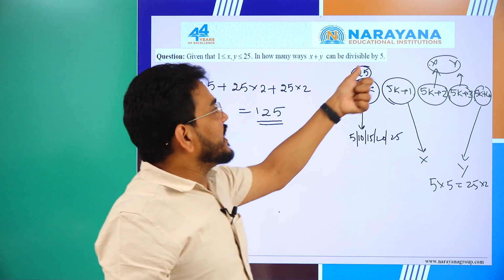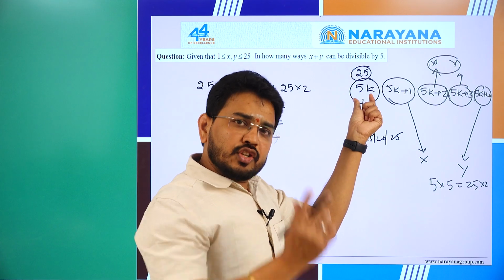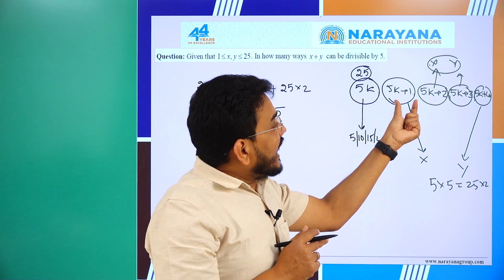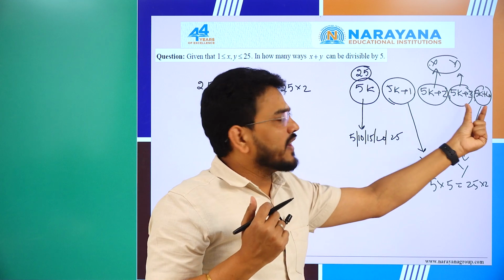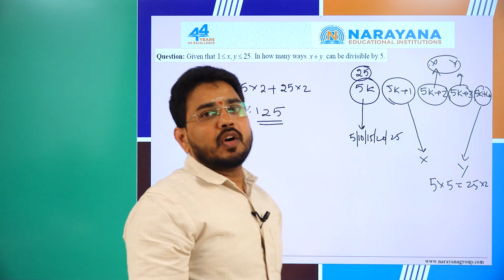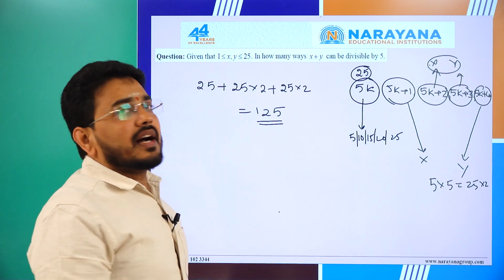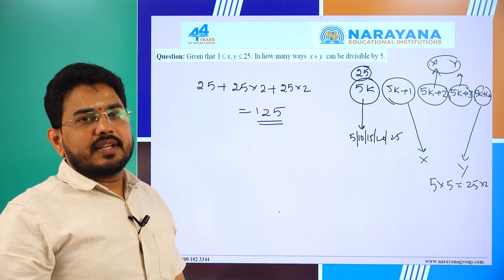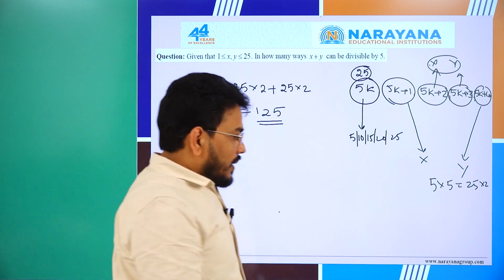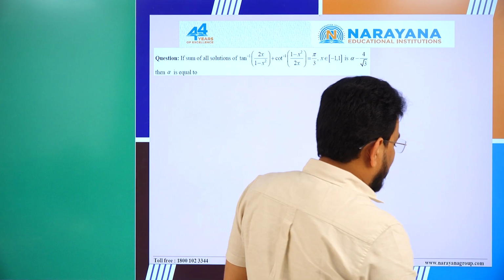So the sum should be divisible by 5. So either both numbers should be 5k, or one is 5k plus 1 and the other 5k plus 4, or one is 5k plus 2 and the other 5k plus 3. Okay. So with this logic, the answer for this question is 125. Moving to the next question.